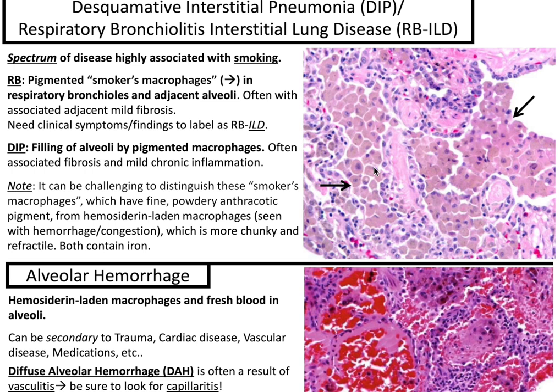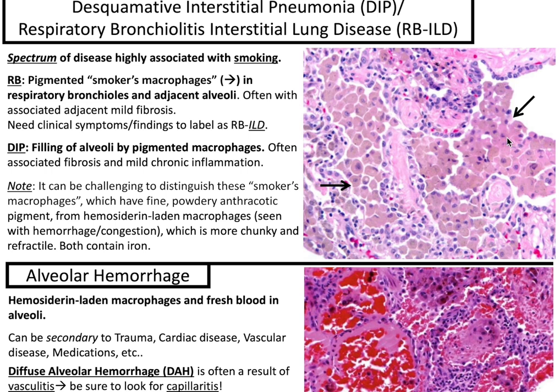For respiratory bronchiolitis, you'll have pigmented smoker's macrophages, as we can see here, in the respiratory bronchioles and adjacent alveoli. Also often with adjacent mild fibrosis, and you need clinical symptoms and findings to label it as respiratory bronchiolitis interstitial lung disease. Desquamative interstitial pneumonia, DIP, you'll have filling of alveoli by pigmented macrophages. It's often associated with fibrosis and mild chronic inflammation.